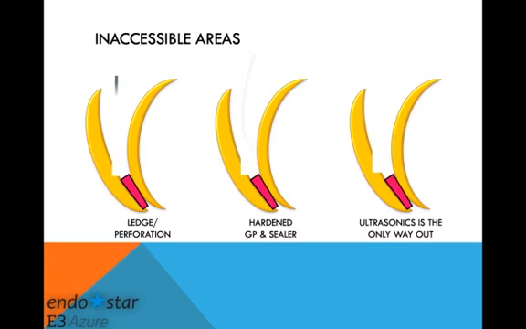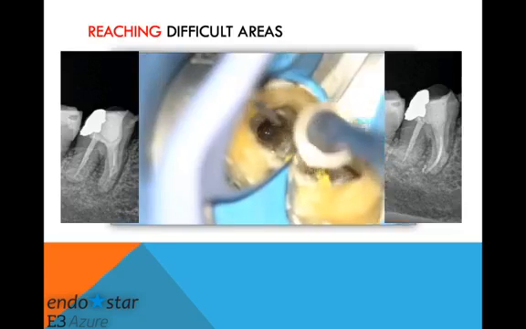Also, use of gutta-percha solvent is not indicated in such cases because, as we have seen in the earlier slides, solvents have the ability to interfere with bonding. Therefore, ultrasonics is the only answer to treat these inaccessible areas, remove all the gutta-percha, and eventually negotiate the areas. Take a look at these two cases.